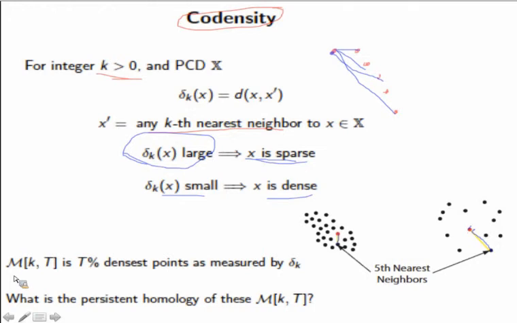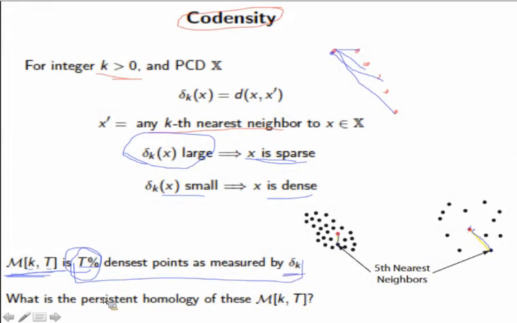And then we calculate, so our data set is going to be the t% densest points as measured by delta k. In other words, if your delta k is small, then that's a denser thing. So we're going to take all the points, the t% points with the smallest delta k. So we get to choose 2 values, both k and t, and then we will choose the t% densest points, the ones with the smallest delta k.